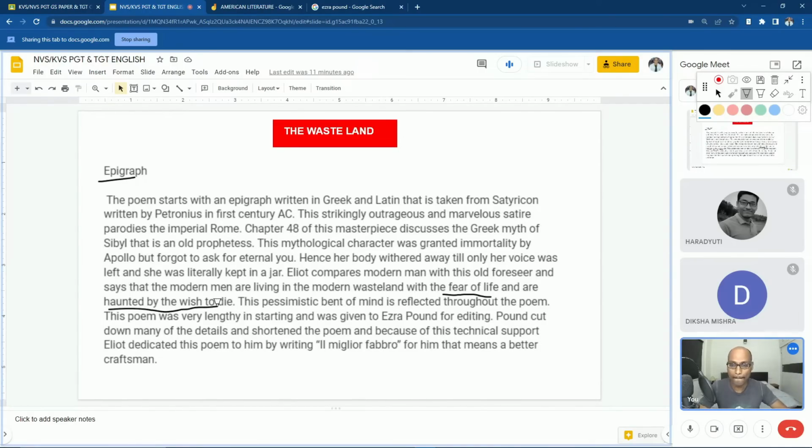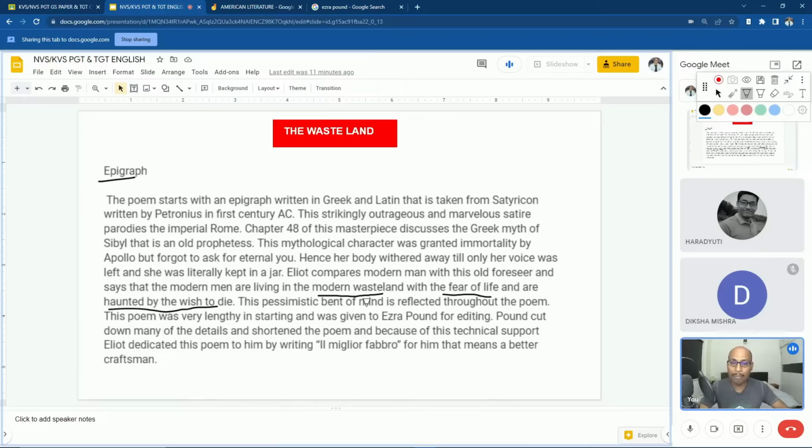Goji? Yes, sir. So we are all living in this modern wasteland with the fear of life. You, I, everybody. Any exceptions may be there, but in general I'm speaking. We are all having fear of life. Instead of living our life, we are living with fear, and we are haunted by the wish to die. It may be difficult to understand, are we really haunted to die or not? No questions here. You can do self introspection, you can understand. If you are not such kind of person, good.